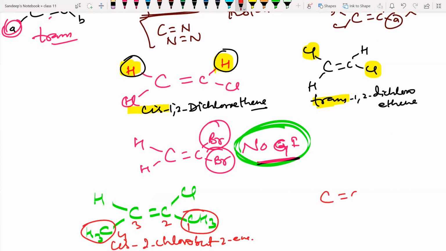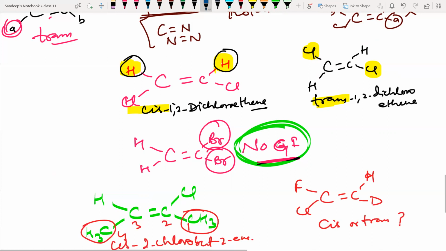Sometimes what happens, we cannot locate cis and trans, like in this molecule. It is cis or trans, we cannot say because all the groups are different. So here we take the help of E-Z nomenclature. Entgegen means opposite, Zusammen means together. Now these priorities are set by CIP rules.